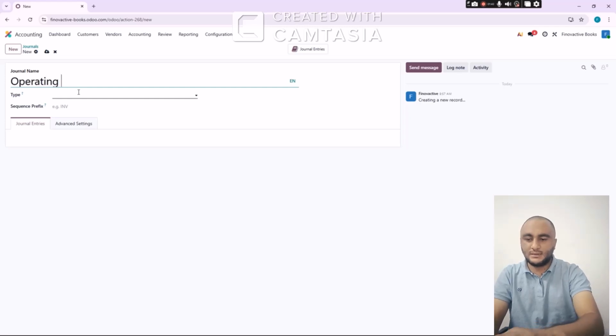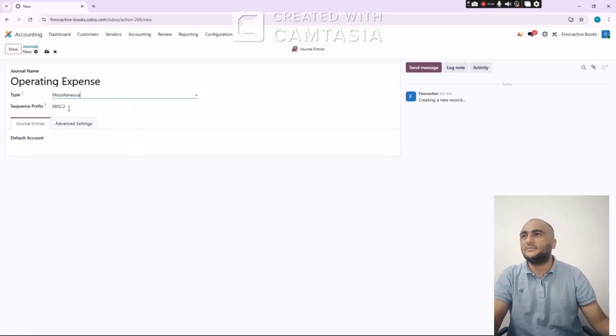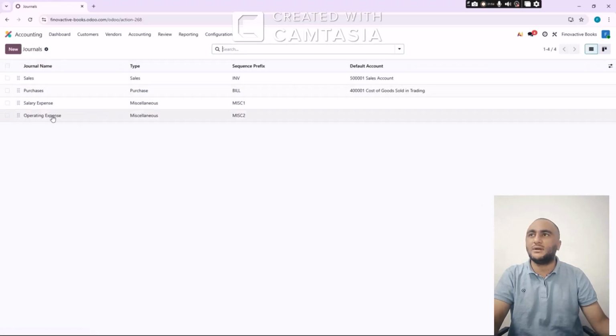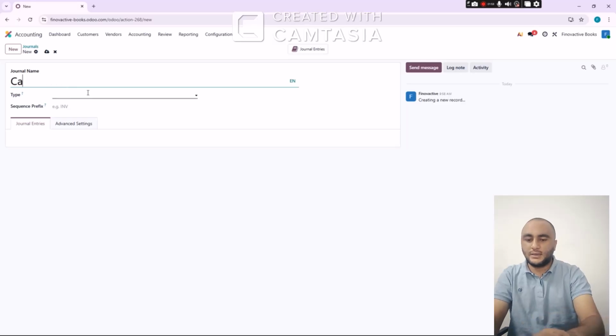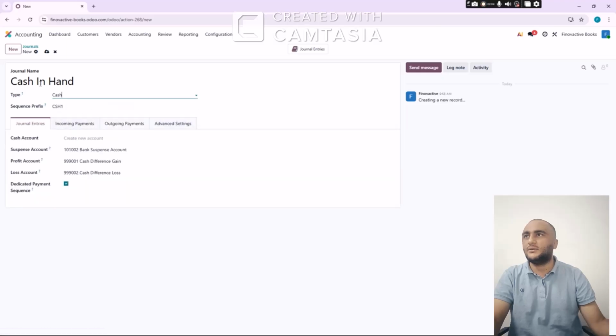Then I want operating expenses. I want to enter operating expenses separately: electricity bills, water bills, or any entertainment expense, any other expense. I want to group it in a separate journal. So I have opened operating expenses. I want cash in hand in a separate journal. This will be cash here, and you have to save this.